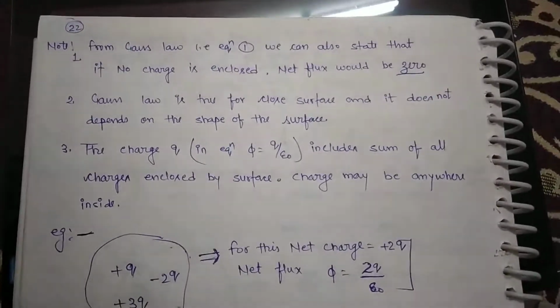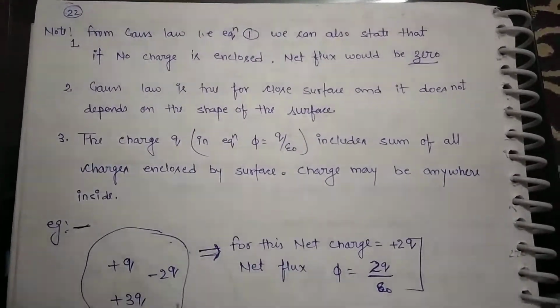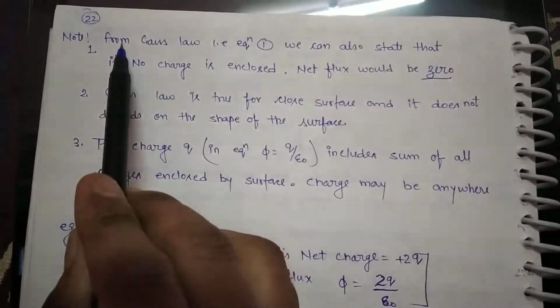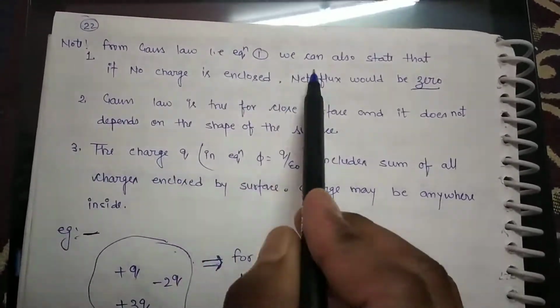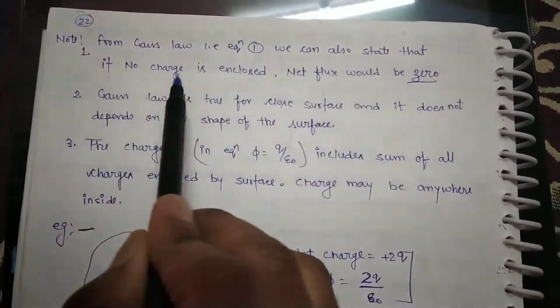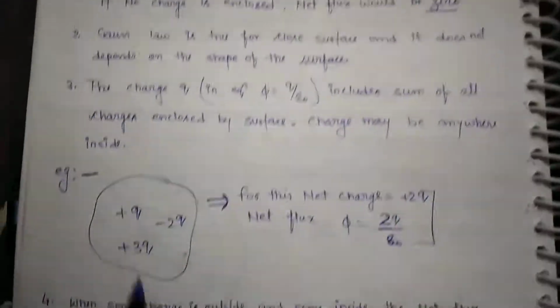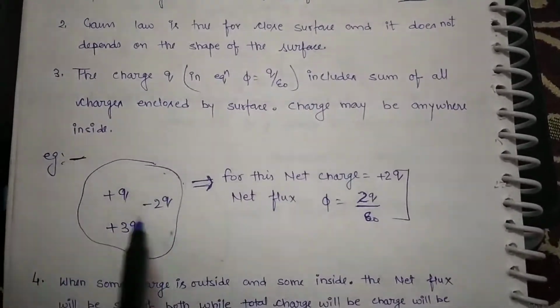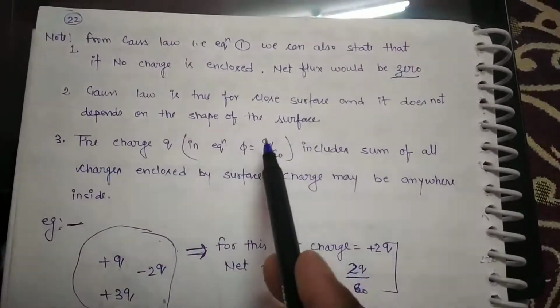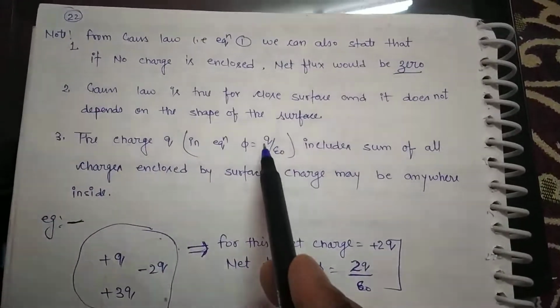Now here are some important conclusions we can draw from Gauss's law. The first conclusion is that from the first equation we can also state that if no charge is enclosed, the net flux will be 0. If suppose in any Gaussian surface there is no charge, so definitely in this formula this term will be 0, so phi will be 0.